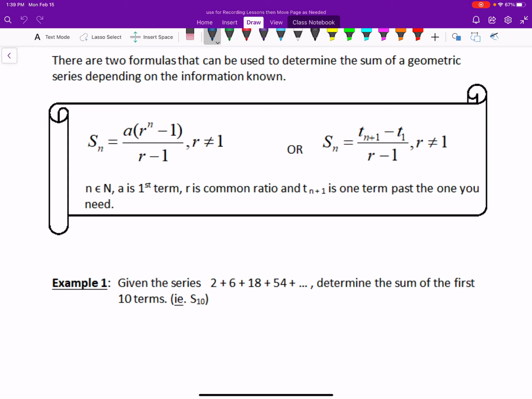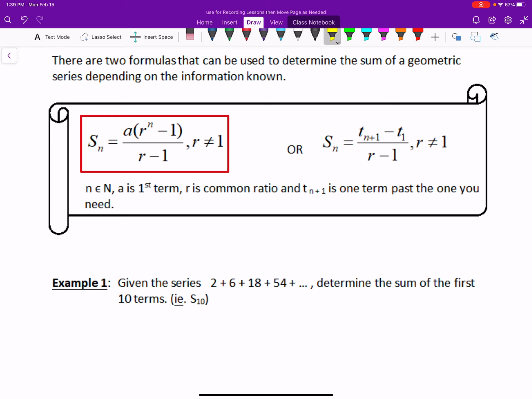And just like for the arithmetic series, it depends on what we know. So the first formula that you can see here, S sub n is equal to a times r to the n minus 1, all over r minus 1. We use that one if we know the first term, a, and the common ratio and the number of terms. If we know all those three things, then we can use this formula.